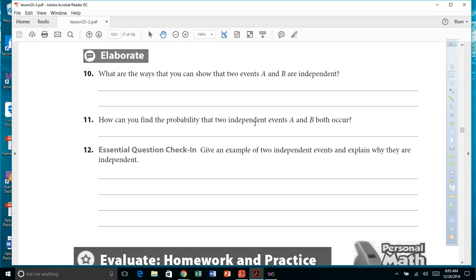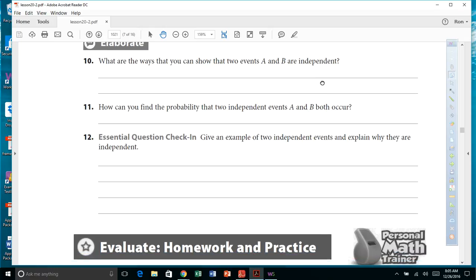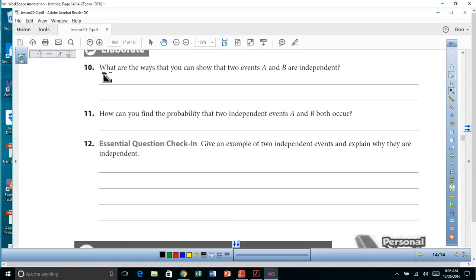10. What are the ways that you can show that two events A and B are independent? Okay, so one way is the probability of A given B equals the probability of A. That shows that the two events are independent. Another way, the probability of A and B equals the probability of A times the probability of B.